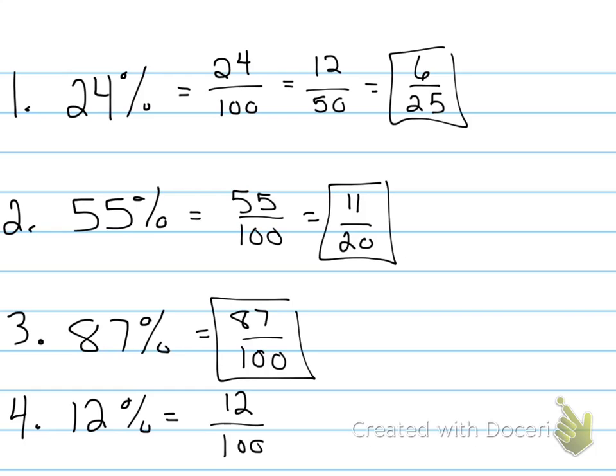Anybody know? What can I reduce it by? I can reduce it by 2, or I can reduce it by 4, okay? If I reduce it by 4 right away, then I only have to reduce once to get 3 over 25.